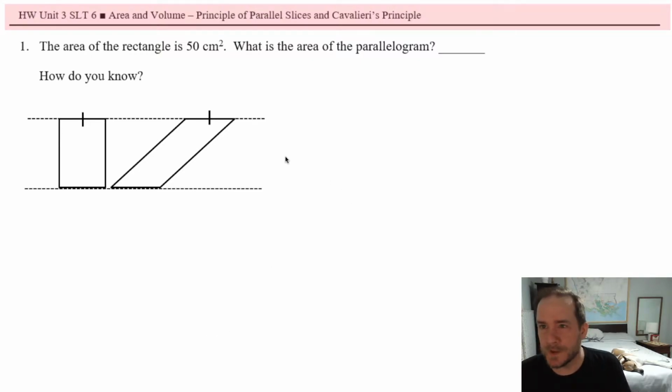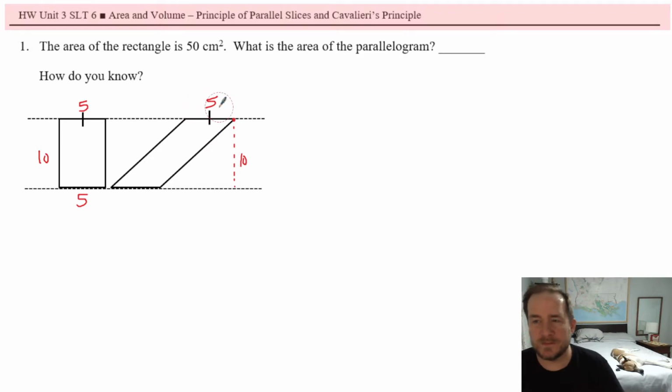So here we go. Take a look at number 1. It says that the area of the rectangle is 50 square centimeters. So they want to know what's the area of the parallelogram. And there's no numbers here. You don't have anything to go on. Maybe this base here is 5 and this height is 10. That would make 50, wouldn't it? And so they're telling us here this is 5, then this would also be 5. The height would be 10. So wouldn't the parallelogram have the same area?